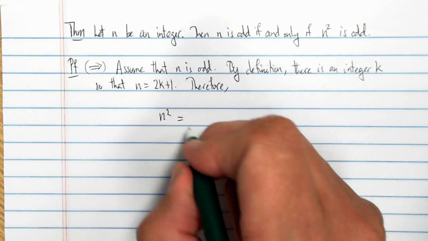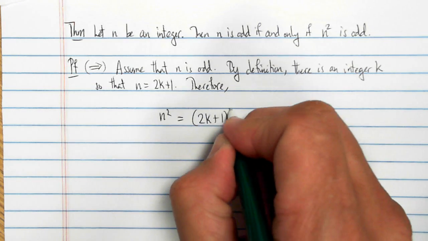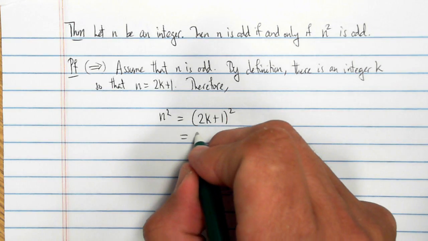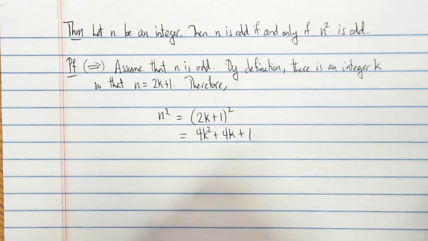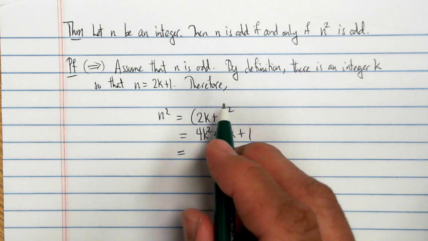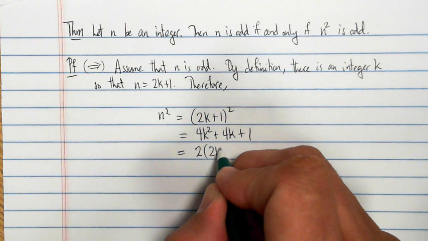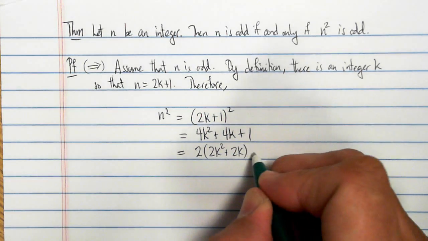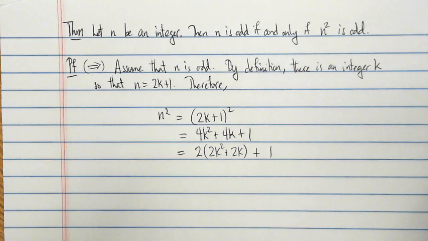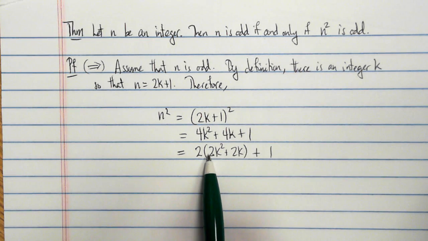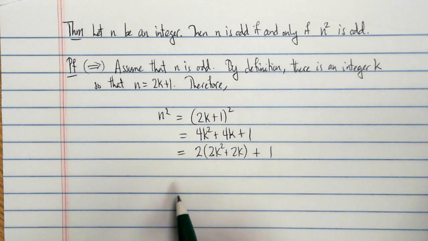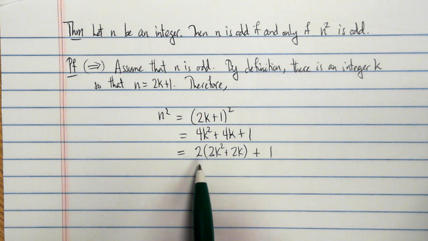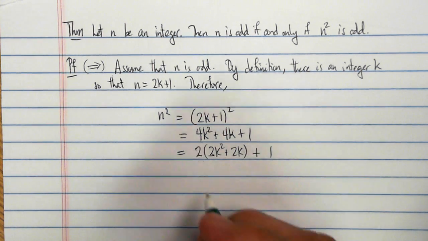n squared is equal to (2k plus 1) squared, and that's equal to 4k squared plus 4k plus 1. Now on the first two terms, let's factor a 2 out. You get 2(2k squared plus 2k) plus 1. Now that's a bit unusual, just factoring only the first two terms. Also, I only factored 2 out as opposed to 4k, which I could have factored out. I only factored a 2 out because this now fits the form of an odd number. 2 times something plus 1.